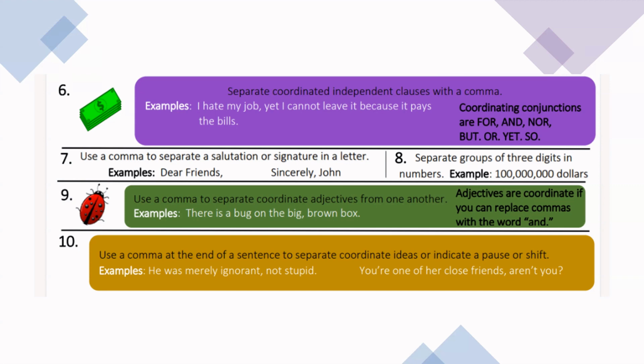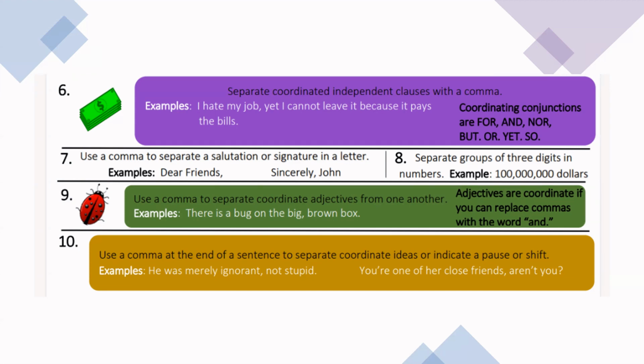And again, one more time, adjectives are coordinate if you can replace commas with the word and. Okay, you can replace commas with the word and. Basically, what you see written there is what I was saying. If you can use and, you can use a comma.